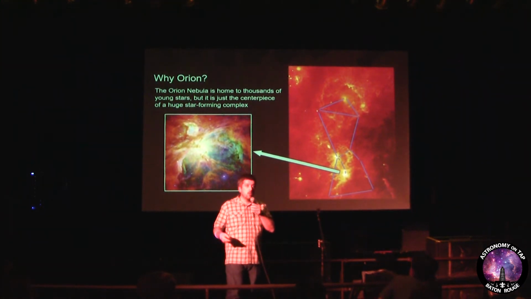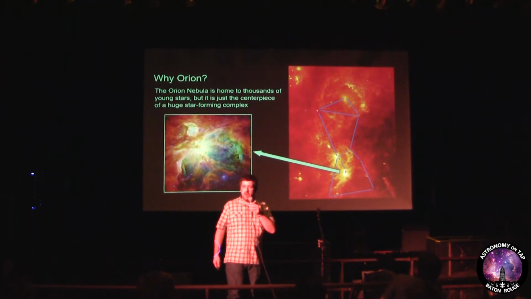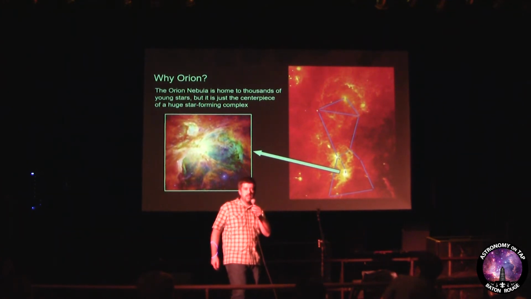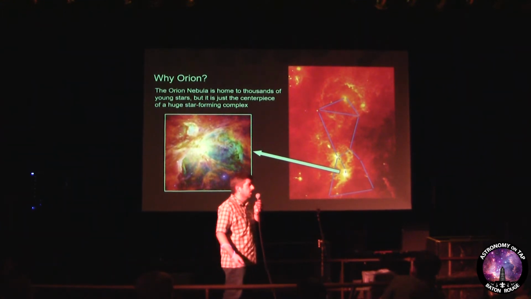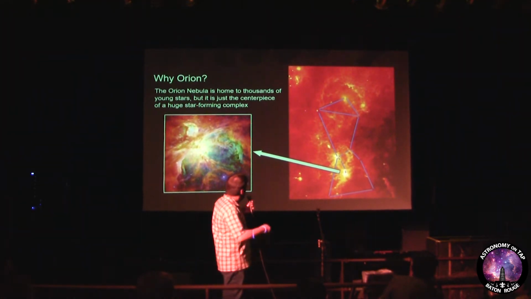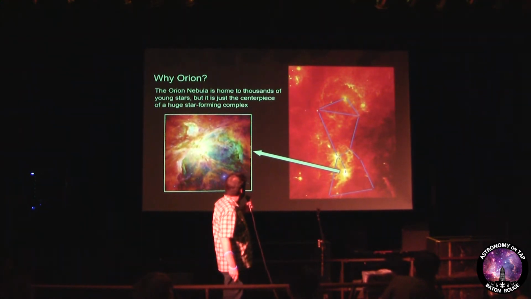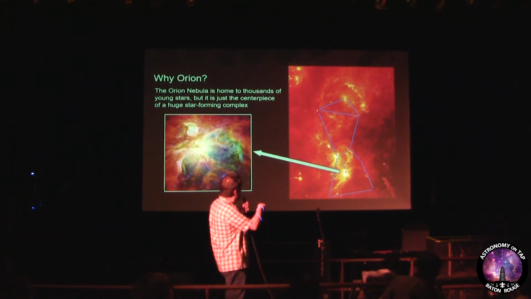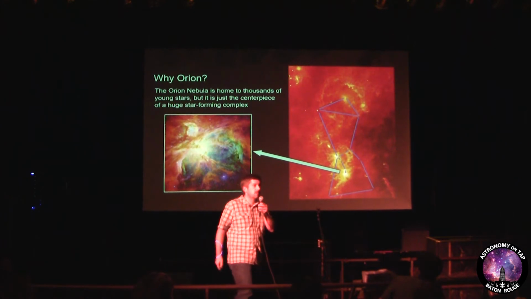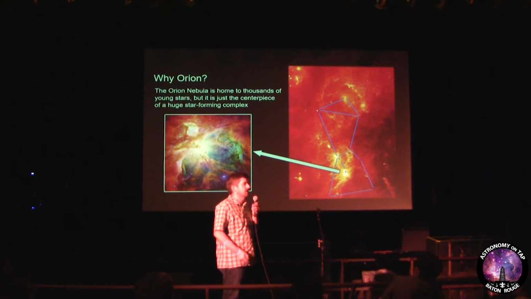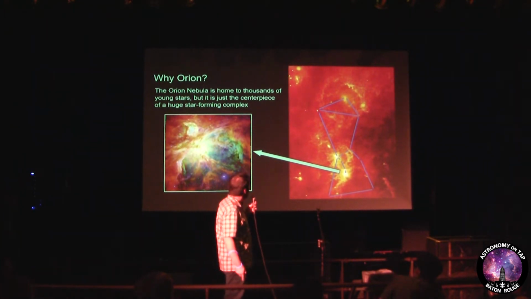There are stars forming all over our galaxy, mostly in the galaxy's spiral arms, but Orion is a fairly nearby example. It's about 1,500 light years away, which is close as far as stars go. The Orion Nebula itself has thousands of young stars in it. It's just the centerpiece of this molecular cloud complex that goes all up and down the constellation, forming thousands and thousands of young stars. It's really the place to go if you want to understand how individual stars are collapsing from their clouds to form sun-like stars and planetary systems.